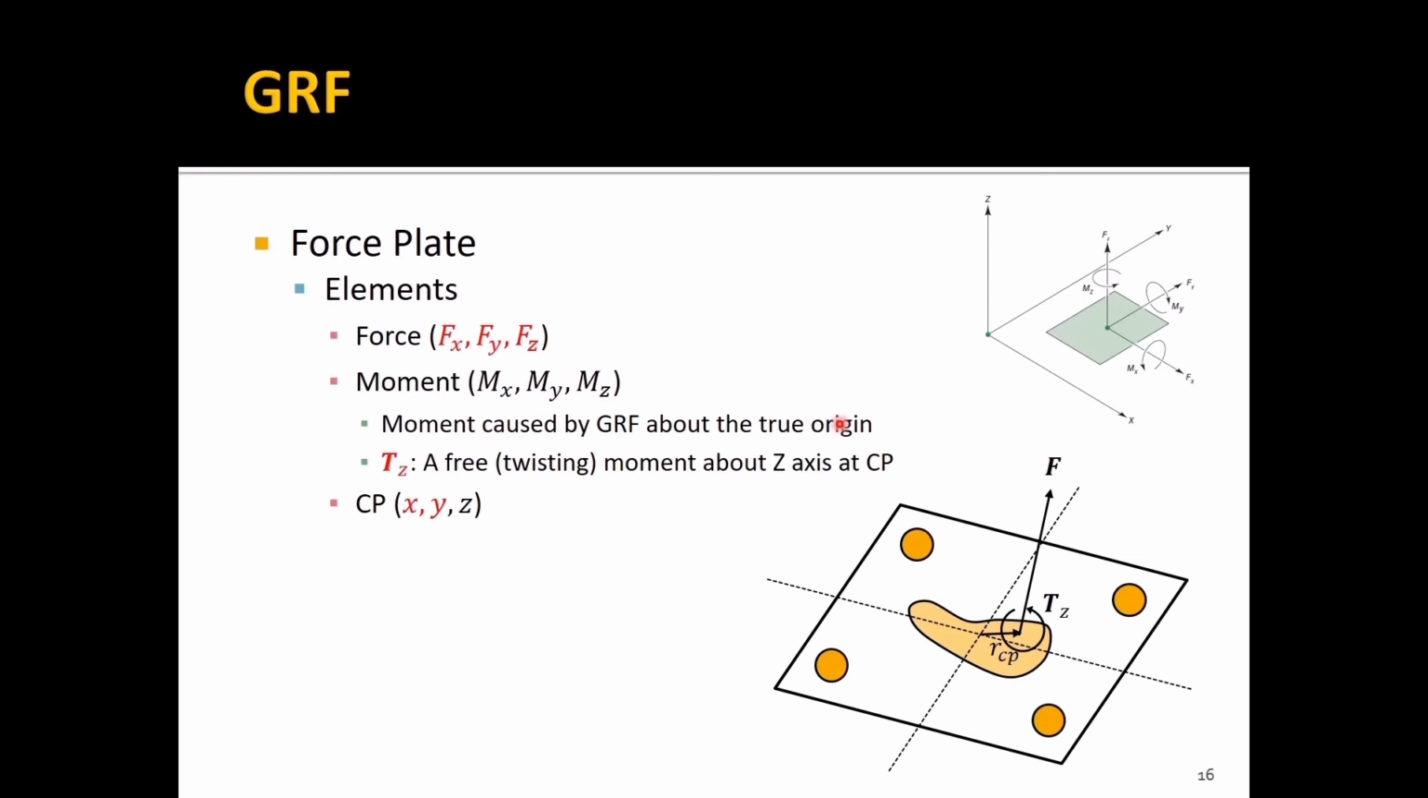We'll talk more about this one soon. Tz is a free or twisting moment about the vertical axis at the center of pressure, right here. And then CP, center of pressure, x, y, z. And z is typically 0. So among the 10 elements, we are interested in only 6 elements, highlighted in red here: Fx, Fy, Fz, and Tz, and then x, y of center of pressure.